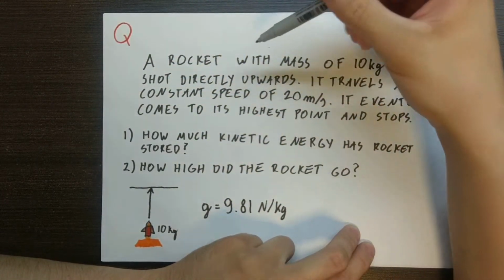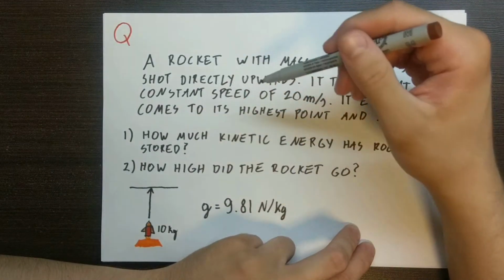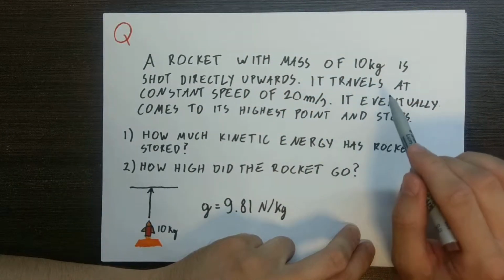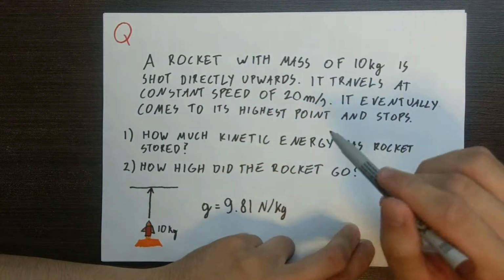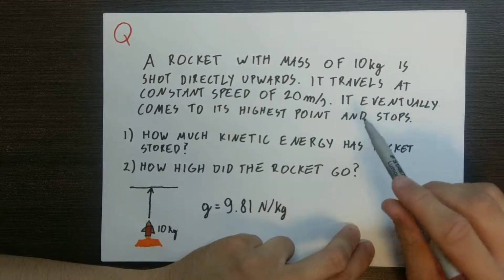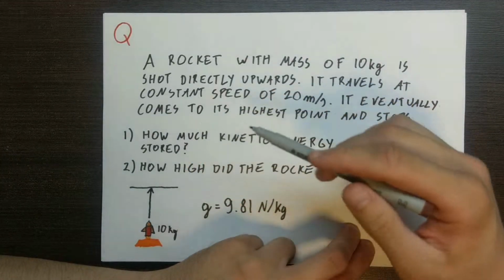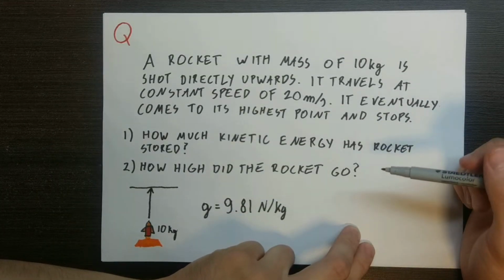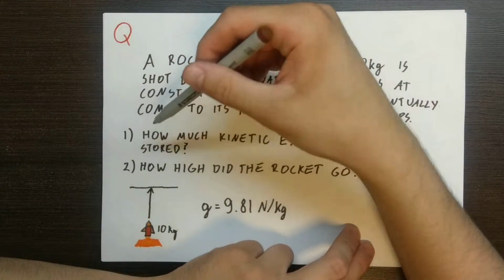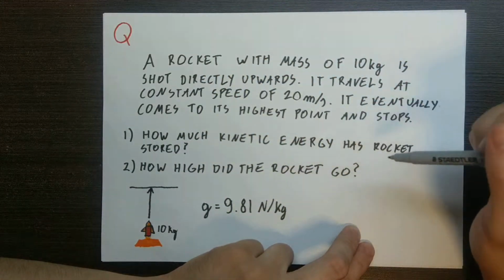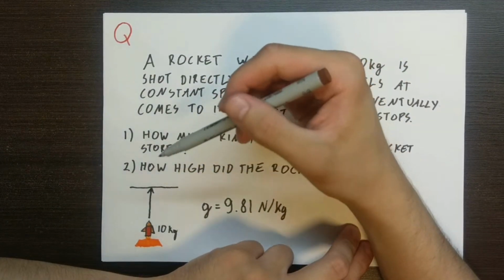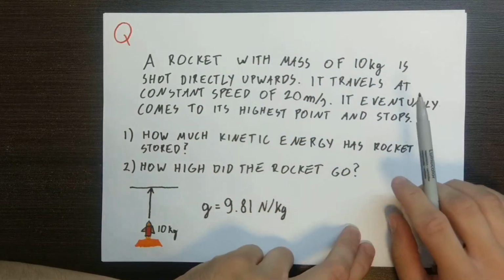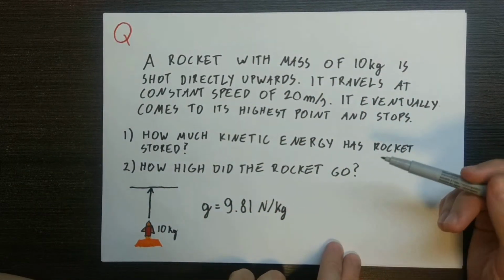A rocket with a mass of 10 kilograms is shot directly upwards. It travels at a constant speed of 20 meters per second. It eventually comes to its highest point and stops. And this is a two-part question. The first part is asking you how much kinetic energy the rocket has stored, and the second part of the question is asking you how high the rocket went.